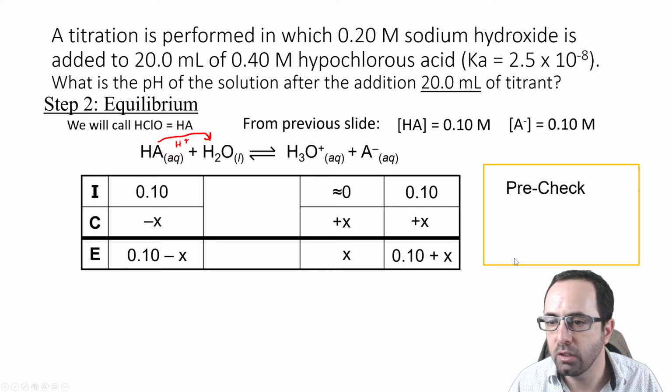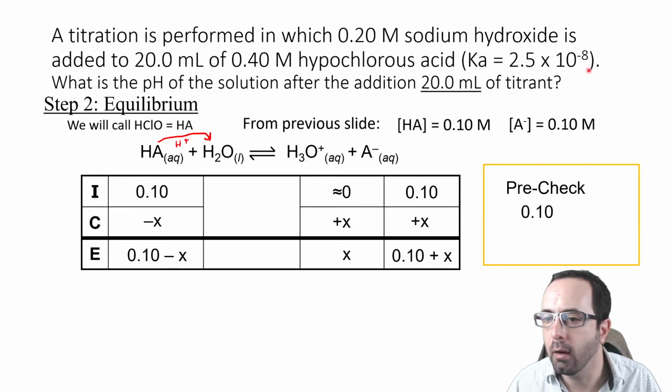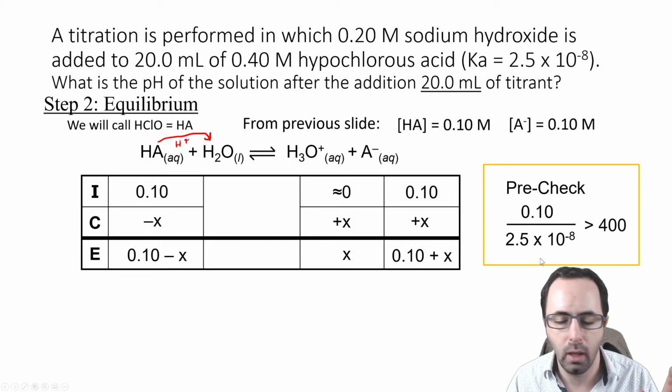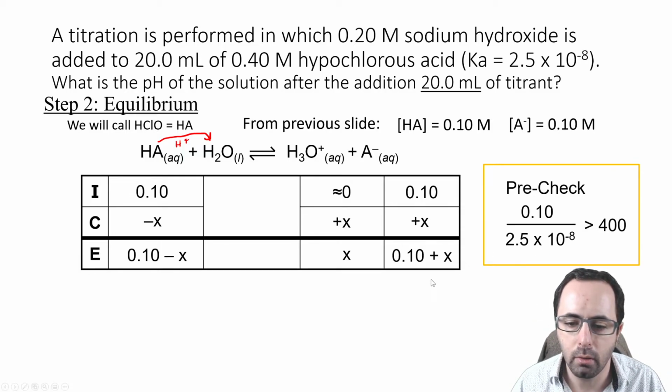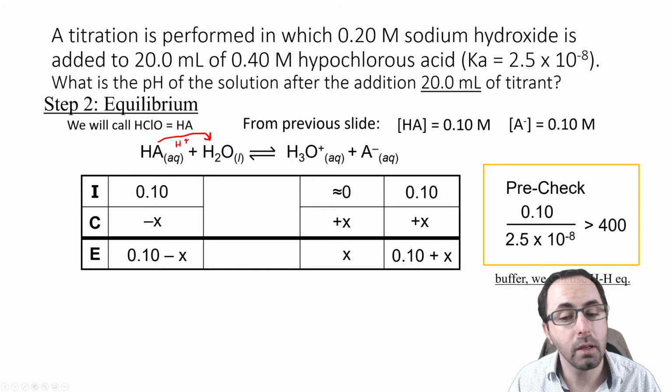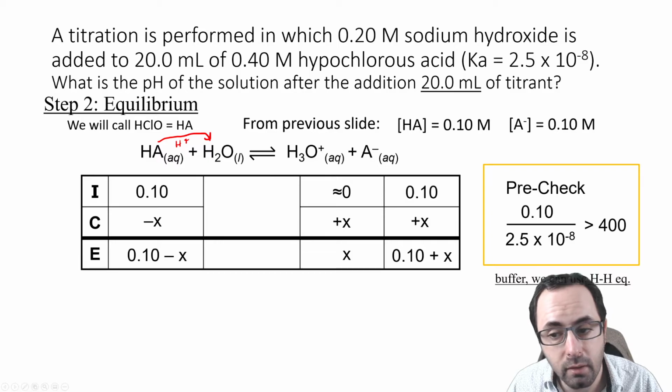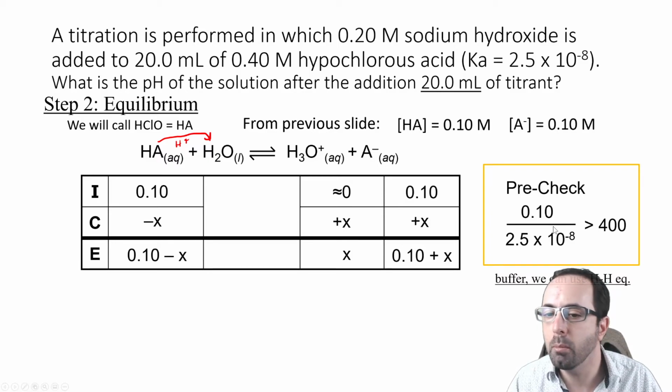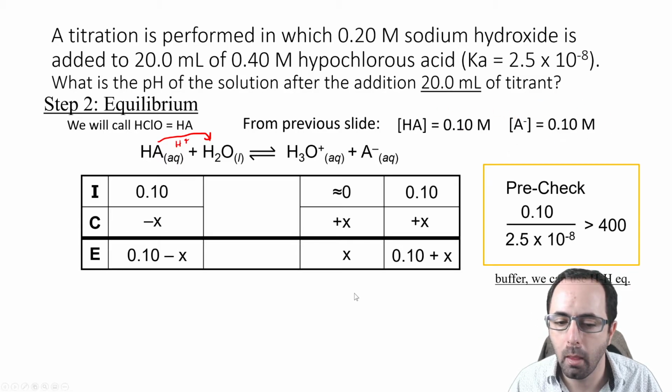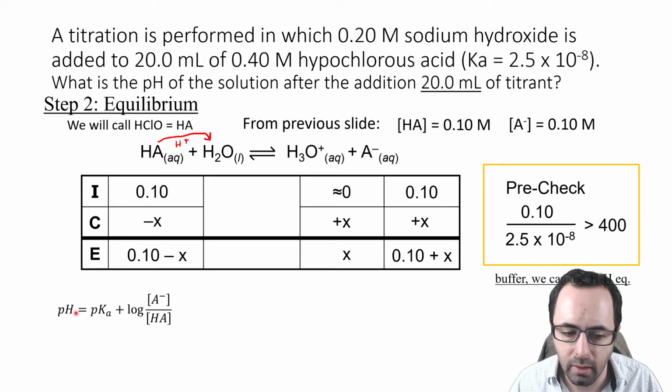Doesn't hurt to do the pre-check. Pre-check here is initial concentrations, 0.1 molar, divided by our Ka, 2.5 times 10⁻⁸. Is that greater than 400? Oh yeah, way greater than 400. Since this is a buffer, as I mentioned, we can use the Henderson-Hasselbalch equation. We know it's a buffer because we have significant concentration of the weak acid and its conjugate base, both in solution. So we're going to use the Henderson-Hasselbalch.